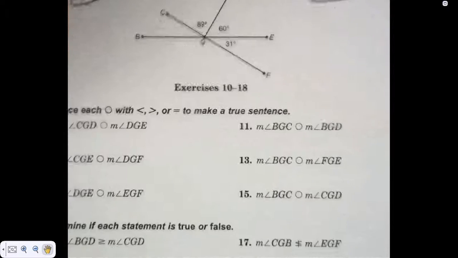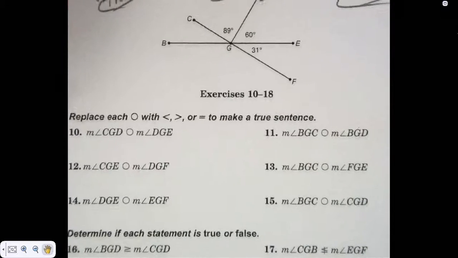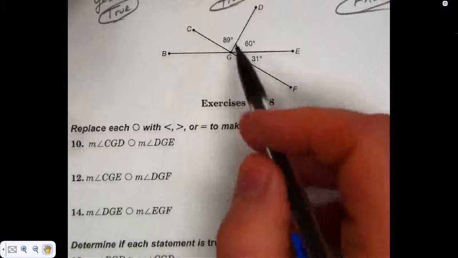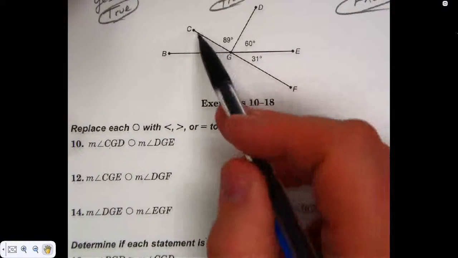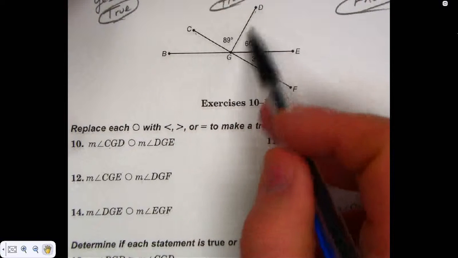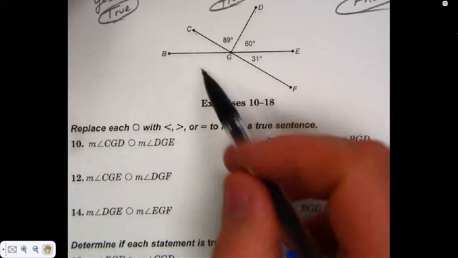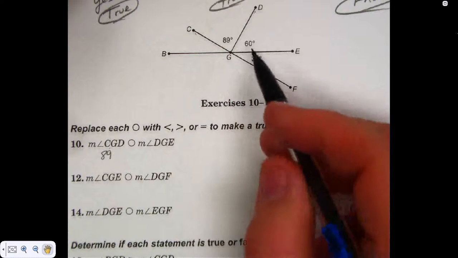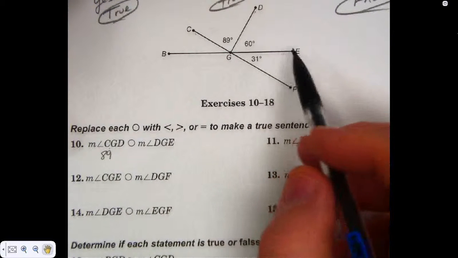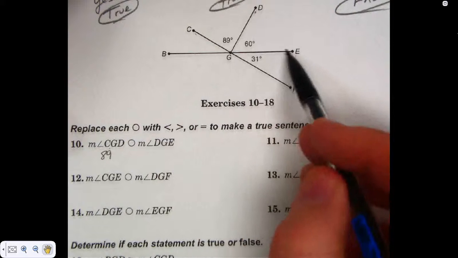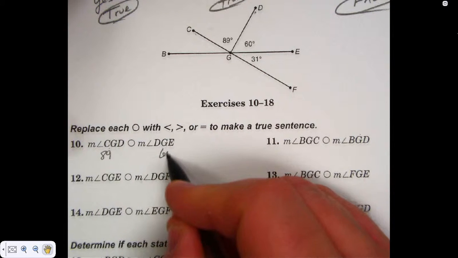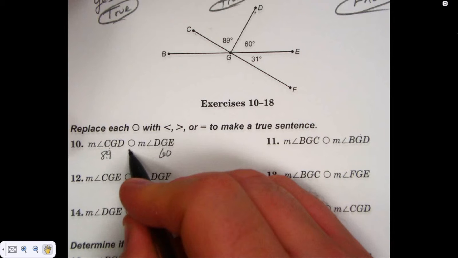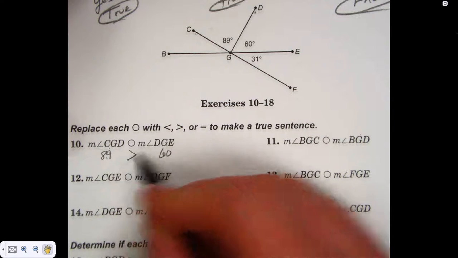For the next ones, it's the same concept, except now we're doing angles, right? CGD, or I'm sorry, CGD. CGD is how much? Only one person in this class can look at that and see that's 89? Wake up, people. DGE, measure of angle DGE, D to G to E, what's it? So, how do these relate to each other? This is what to that? 89 is greater than.